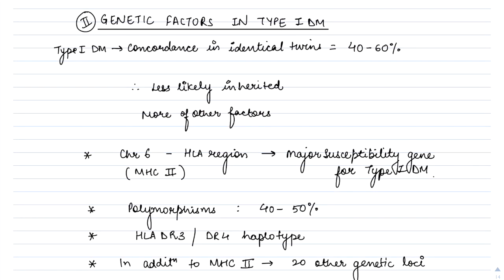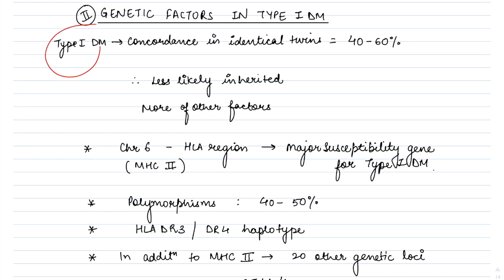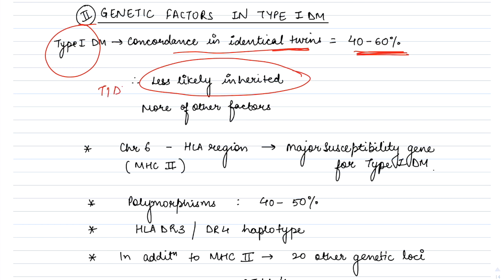Now we'll be discussing the genetic factors that are responsible for type 1 diabetes. Remember, type 1 diabetes is less genetic. Concordance in identical twins is only 40 to 60%, therefore it is less likely to be inherited. On the contrary, type 2 diabetes is more likely to be inherited.